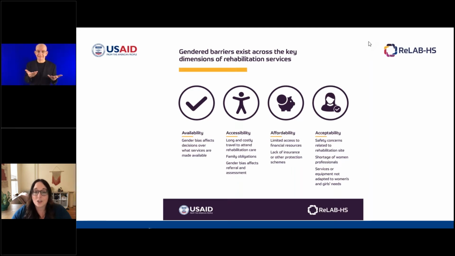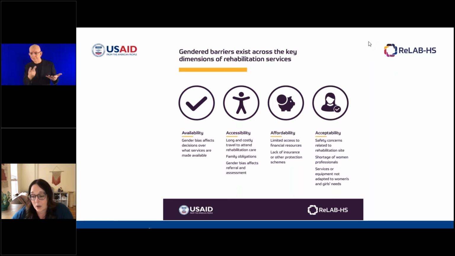So when we're already seeing a shortage of services, the question is who gets access to those services, who gets prioritized. So in relation to accessibility, there is a tendency for services to be concentrated in urban areas, and there's limited access to households' financial resources, safety concerns, social norms, and family obligations. These can all significantly hinder the possibility for women to travel to seek rehabilitation services.